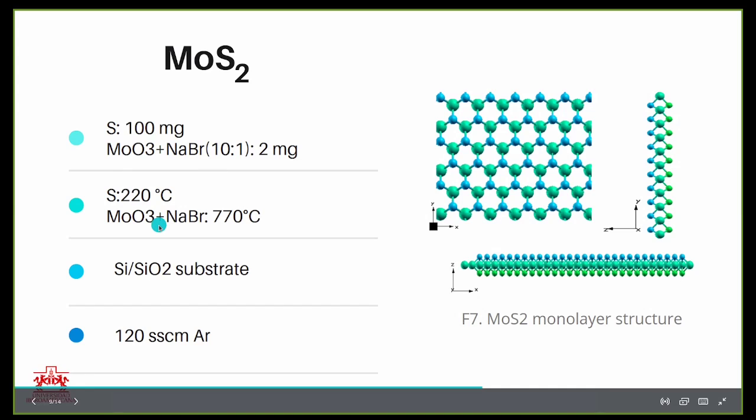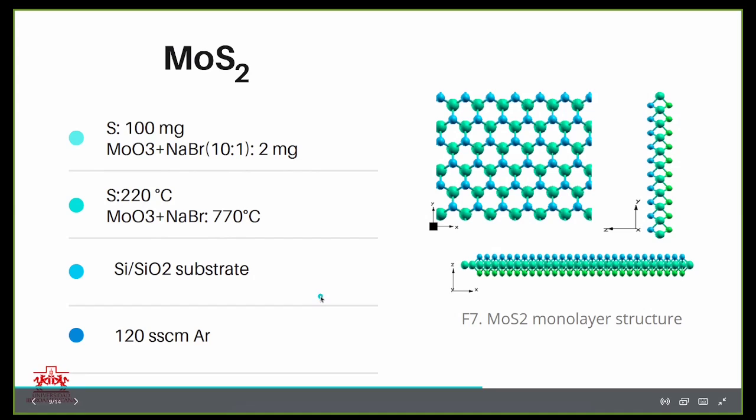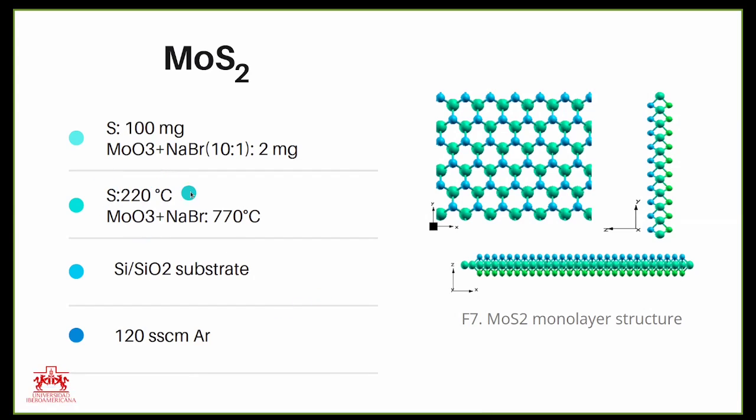Okay. Well, we are going to use sodium bromide as a salt, and we are going to use only one part of the salt and 10 parts of the oxide. This is really a little of these precursors, so we are not going to use a lot like we use from S. So we have to define the temperatures, and we are going to choose it also by experimentation.